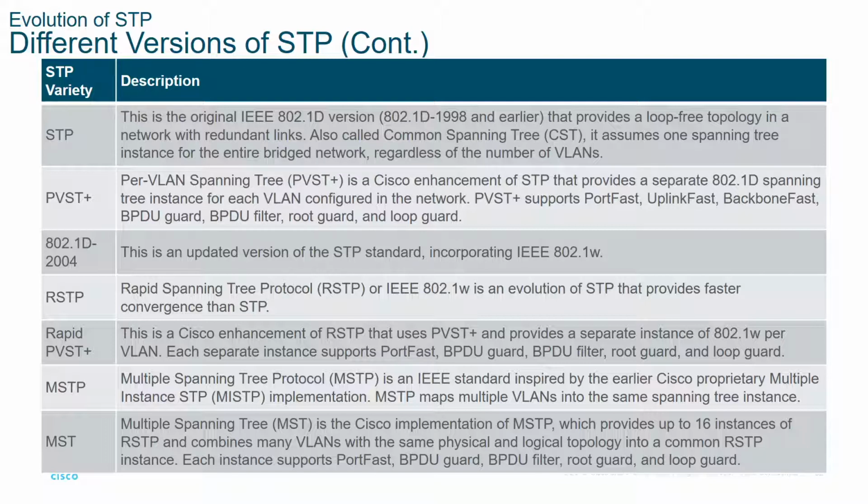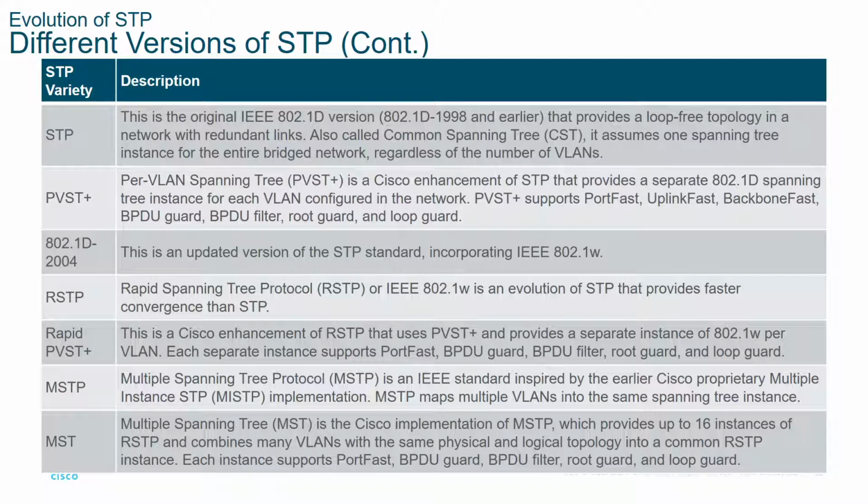Rapid PVST plus, that's the enhancement of Rapid Spanning Tree Protocol that uses the per VLAN Spanning Tree Protocol as well, and provides a separate instance of 802.1w per VLAN. So each separate instance supports PortFast, BPDU guard, BPDU filter, root guard, and loop guard, which we'll talk about later, I think. So Rapid PVST is Rapid STP combined with PVST plus.